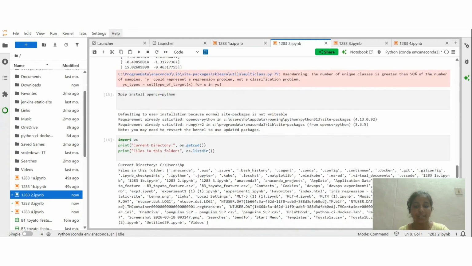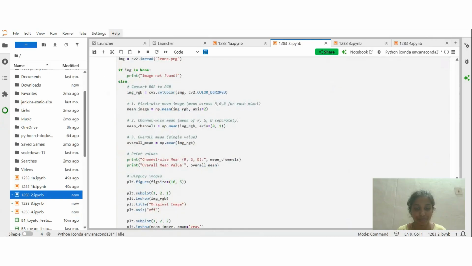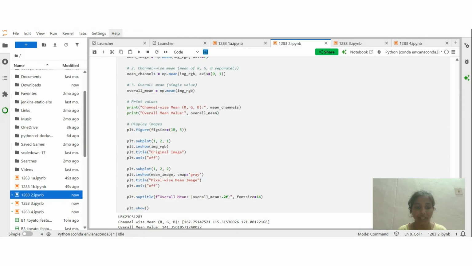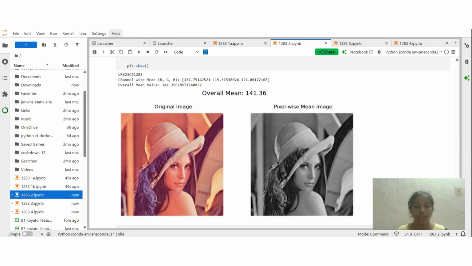And the 14th one is image feature extraction. In 14th one, I read the image and convert the image into an array. Then I calculated the mean pixel value, which represents the overall brightness of an image.